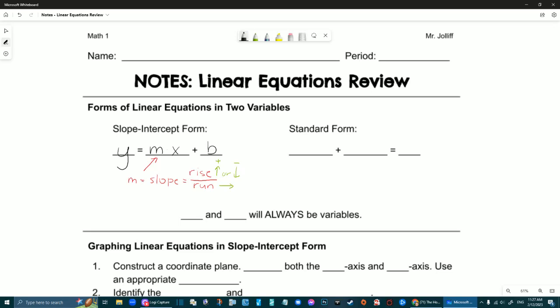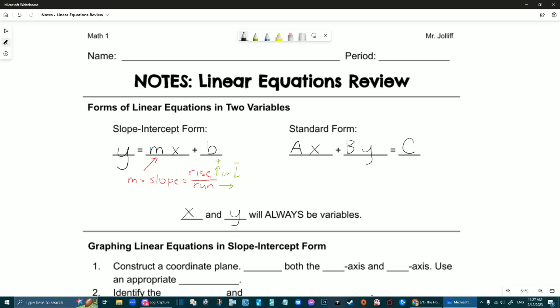The other form that we haven't worked with much is called standard form. And standard form is a times x plus b times y equals c. A, b, and c are all constants. They are numbers. And standard form shows up a lot when we're writing equations based on a story or some real-world context. In both of these equations, x and y will always be variables.